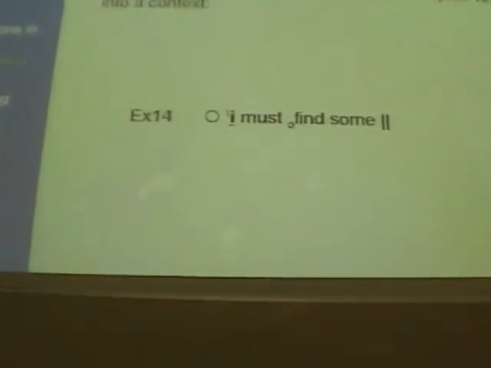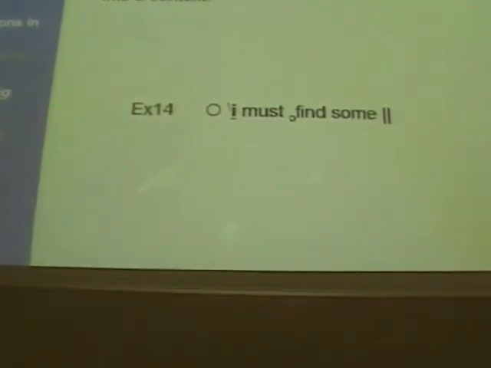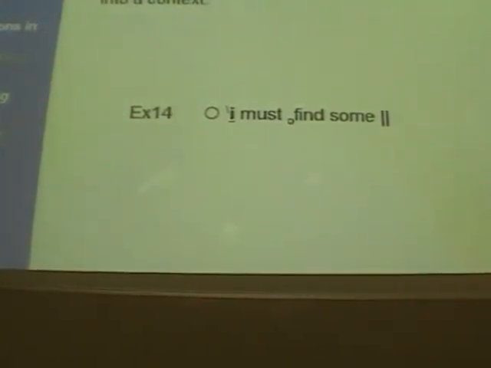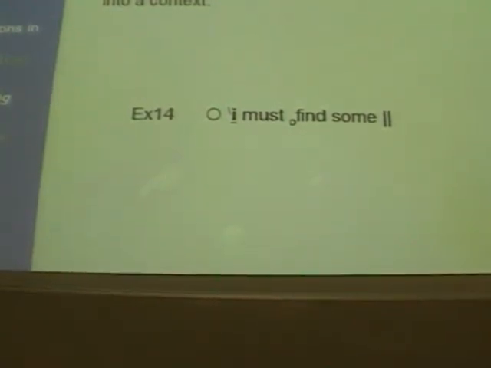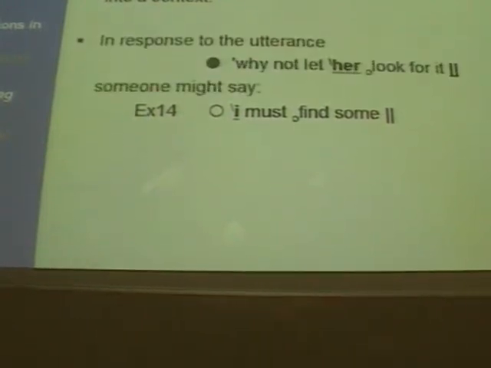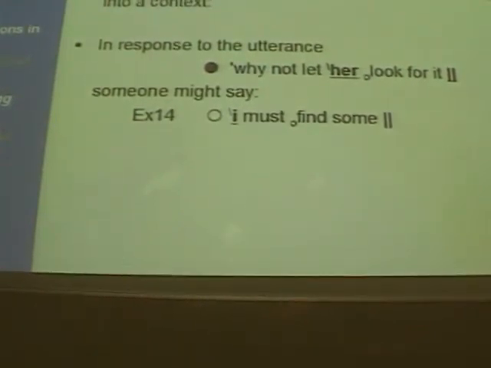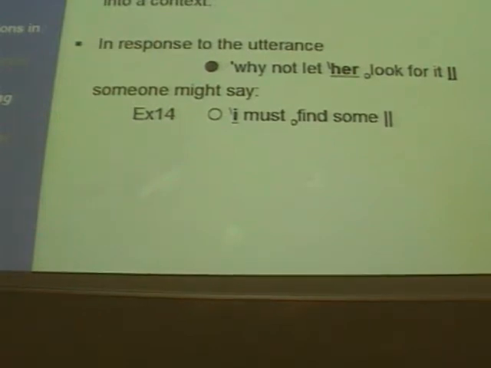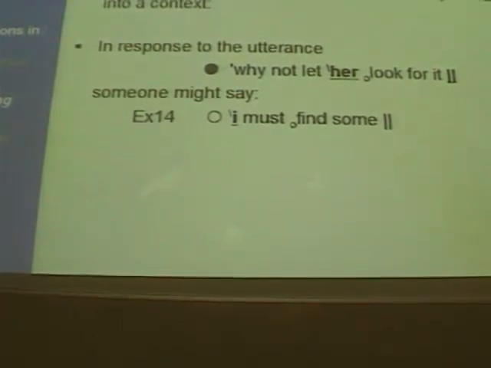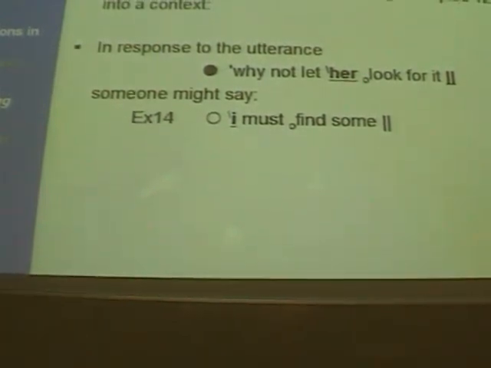In example 14, it's the narrowest focus I can possibly have. It's come right forward onto the pronoun at the beginning. I must find some. And that's the sort of thing that you might expect to hear if somebody says, "Why not her? Why not let her look for it?" I must find some. It's my responsibility, is the message there.